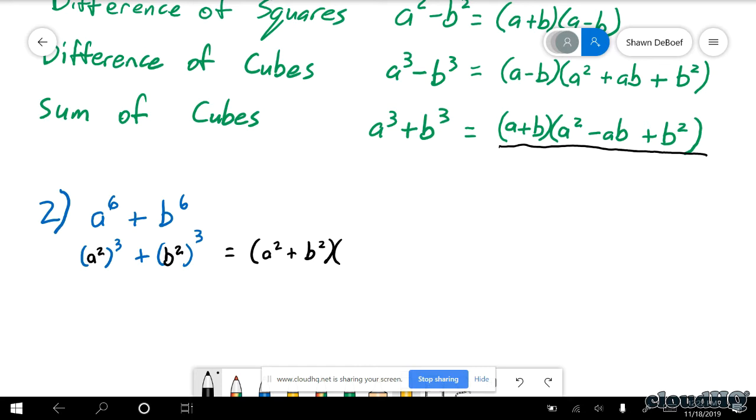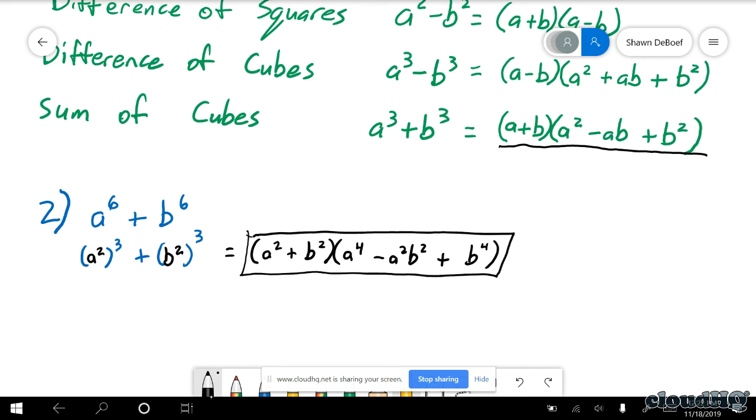Then for the trinomial, I have to square my a. So I square a squared, I get a to the fourth, minus, it says a times b, so a squared times b squared is a squared b squared. Plus b squared squared, that's b to the fourth. There's my answer.